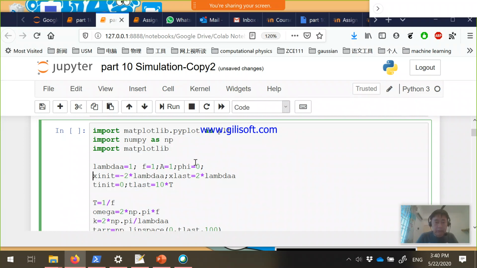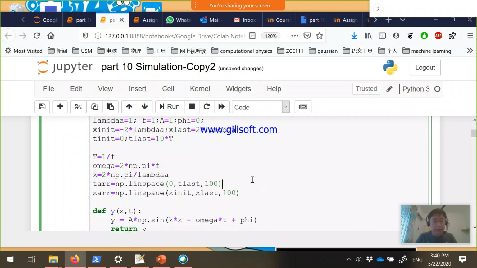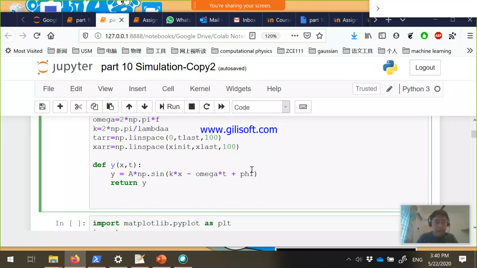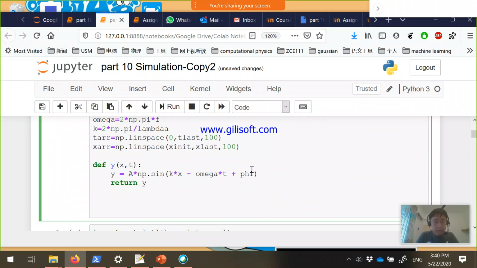In this case, you specify the spatial size in units of the wavelength. I think this is very important. I keep on emphasizing that. So now it's done, and we would be able to plot the wave. Plot, plt.plot, the wave at x array and y at x array, t. Now would that work?